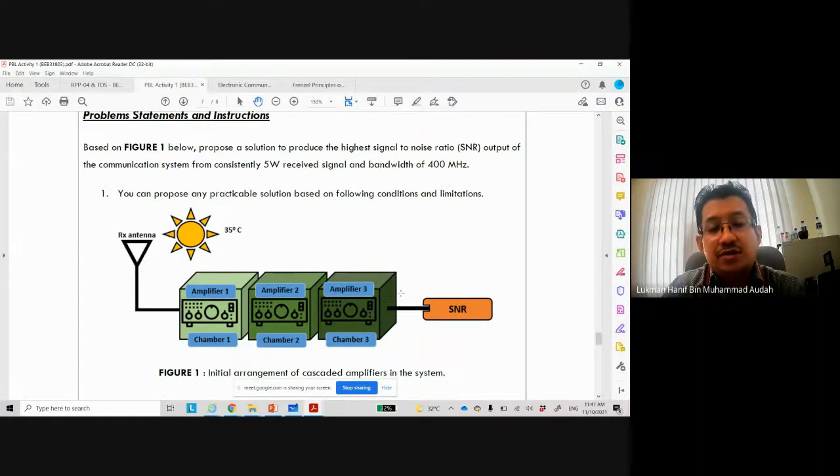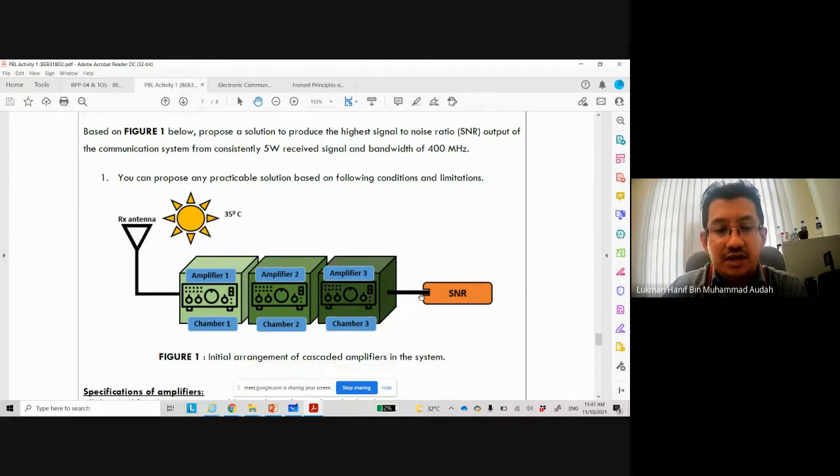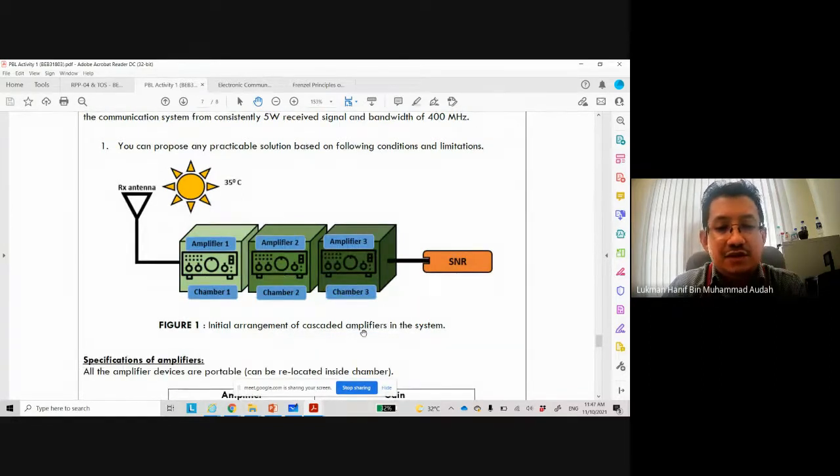So the issue now is we want to maximize SNR at the output. Okay, at the output of the receiver. Okay, bukan SNR di sini, di sini pun ada SNR tetapi dipanggil sebagai input SNR. So what we want to measure is we want to produce better output SNR di sini. Okay, di bahagian kanan sini. So this is the initial arrangement of the cascaded amplifiers and the system. So cascaded means that dia disusun secara bersiri bersambung seperti ini. So amplifier 1 connected to amplifier 2 connected to amplifier 3. So this is what we call as the cascaded amplifier arrangement.